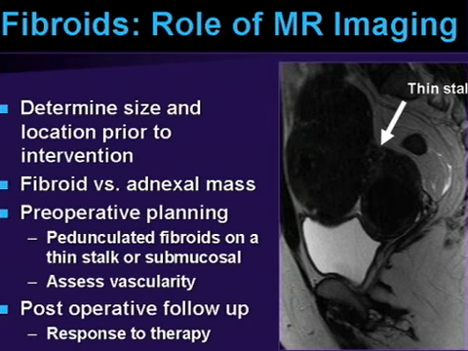We can also make some suggestions in terms of preoperative planning and determine whether there are pedunculated fibroids, which may not be amenable to uterine artery embolization, for example, or whether there's a large pedunculated submucosal fibroid, which again may be preferably removed hysteroscopically. And we can also assess these patients in the postoperative state. You look for necrosis or removal of the fibroids.